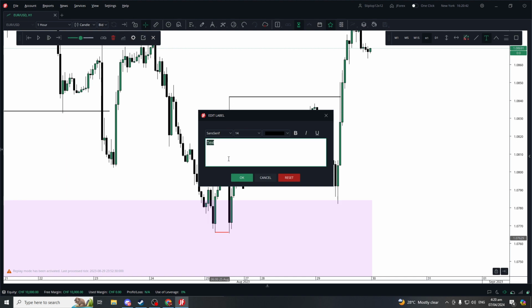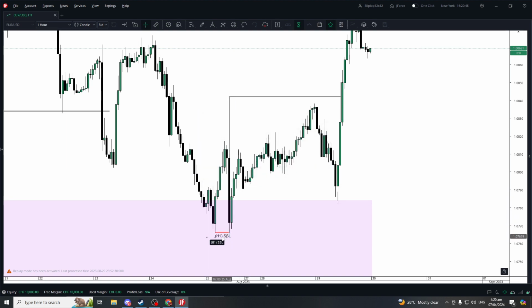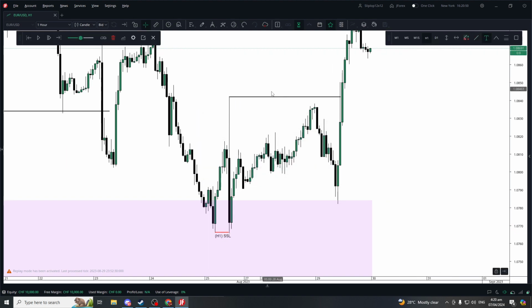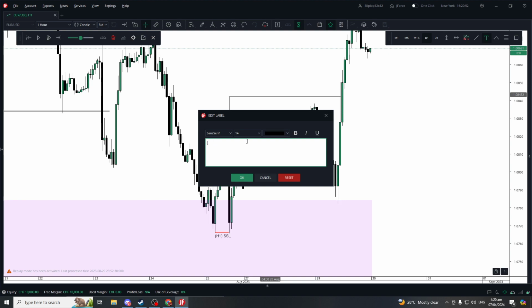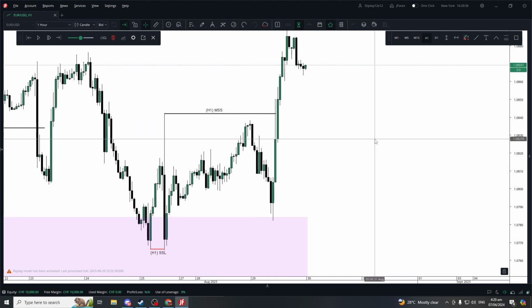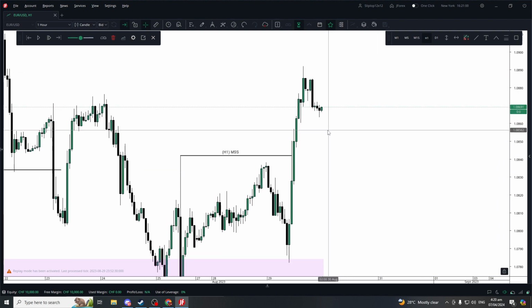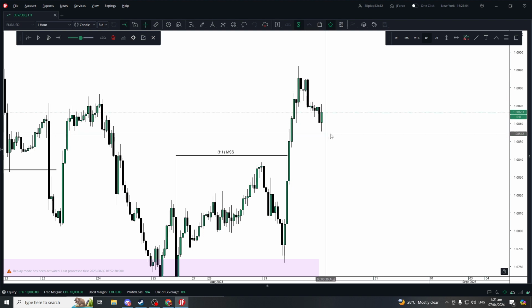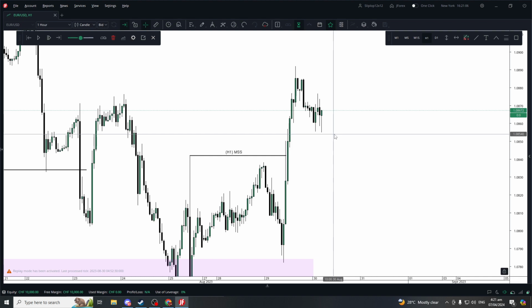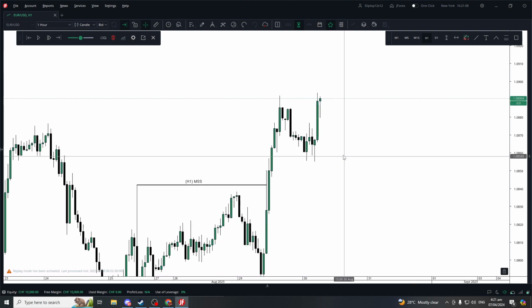Let me just label it. This is 1 hour sell side liquidity raid. This one is 1 hour market structure shift. So now we have this fair value gap that was filled, price took off. But let's see if we can find any continuation.